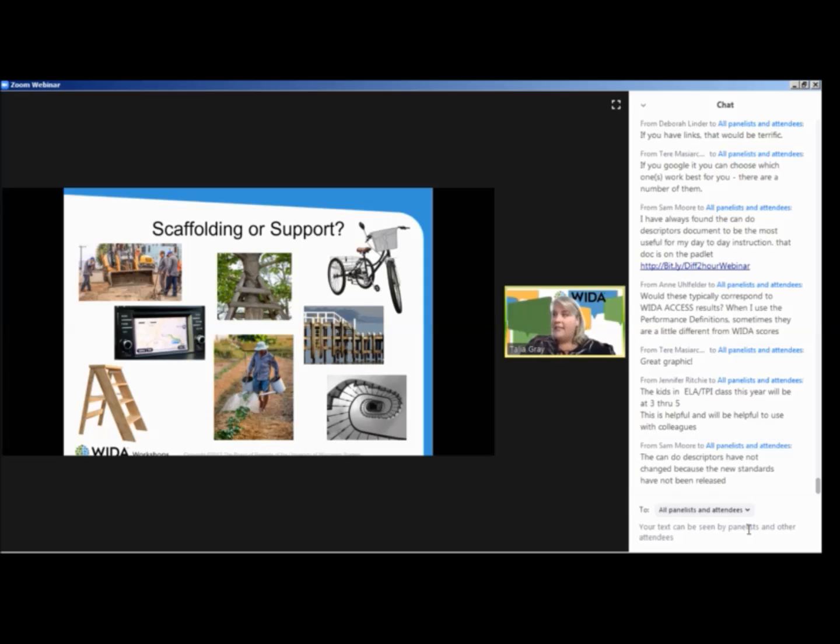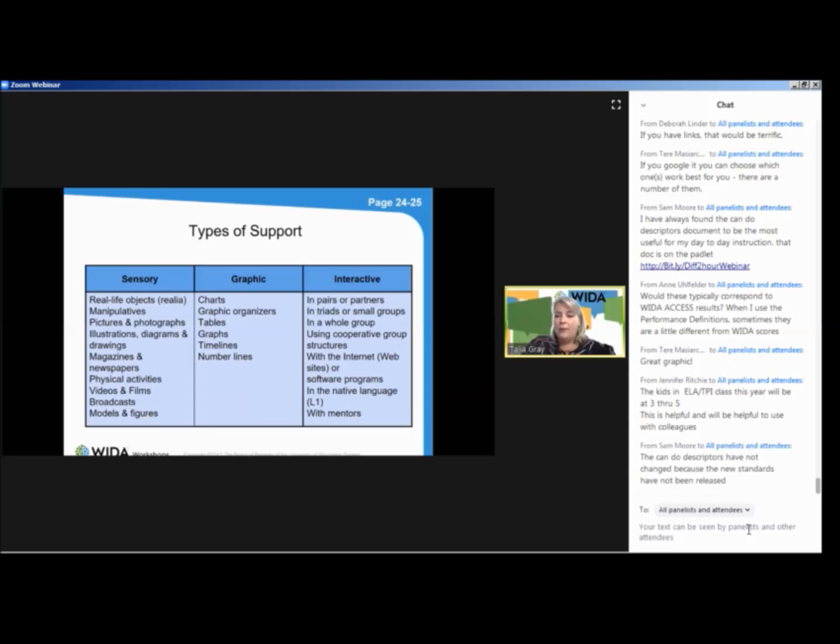So let's take a look at some types of support. These are on pages 24 and 25 of your webinar guide, and they are organized into 3 different types of supports: sensory, graphic, and interactive. Now, are you going to be able to use a support from each category with each lesson that you teach every day? Probably not. You can't expect to wake up in the morning and all of a sudden have a specific learning plan for every single one of your students. It's not going to happen.